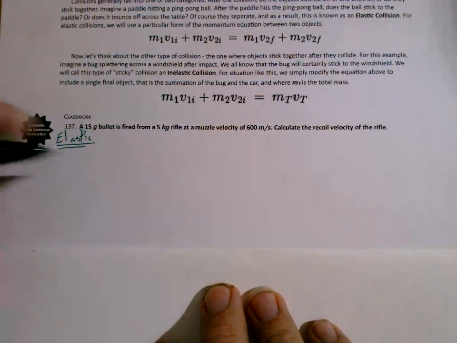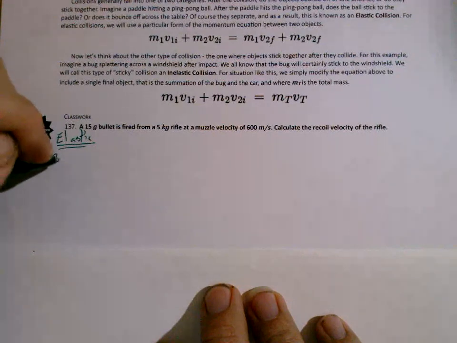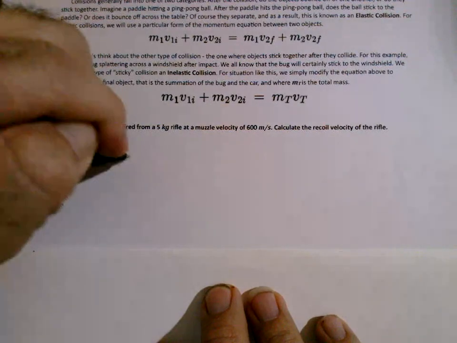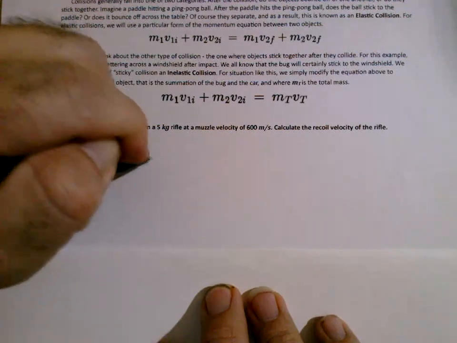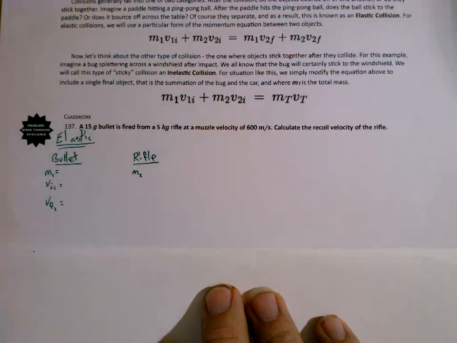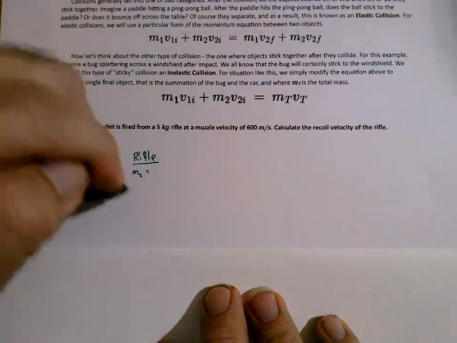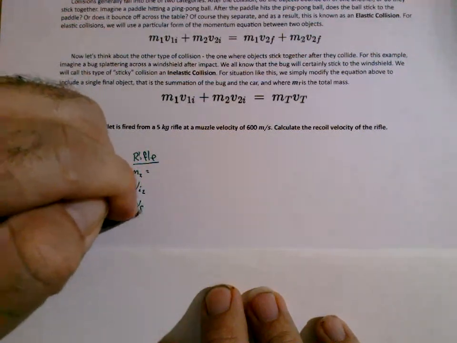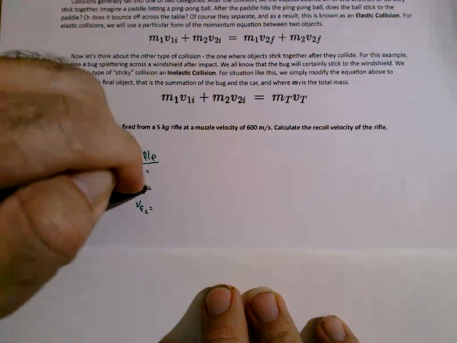So let's start with our laundry list. Now we have a bullet. It's going to have a mass, an initial velocity, and a final velocity. We also have a rifle. It's going to have a mass, so mass 1 and mass 2. It's going to have an initial velocity and a final velocity.